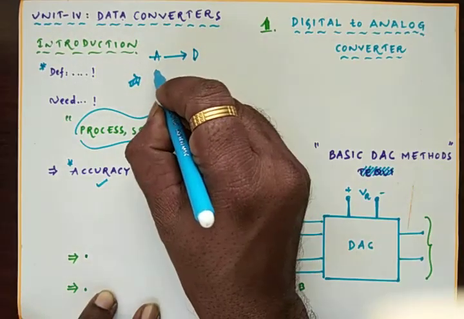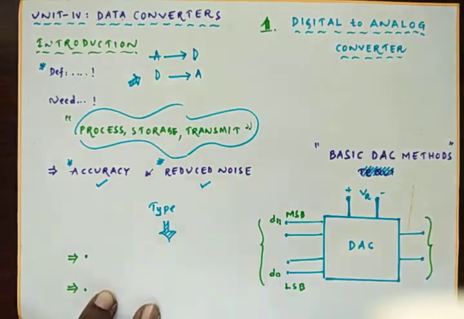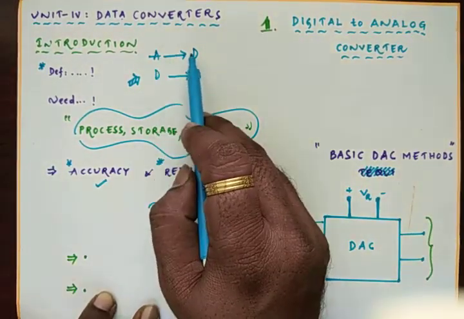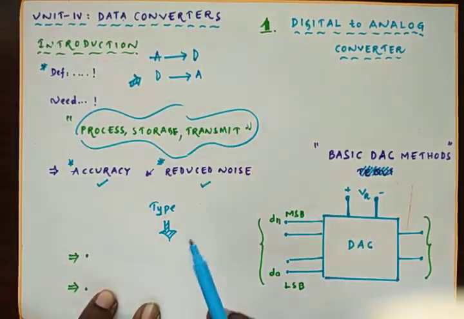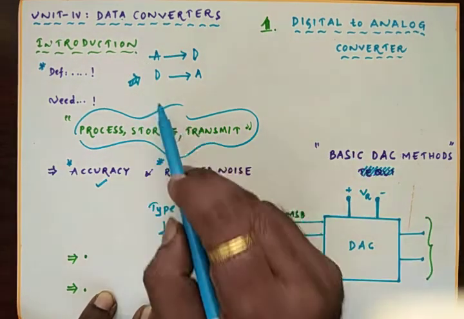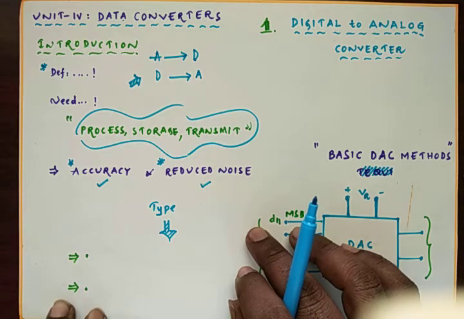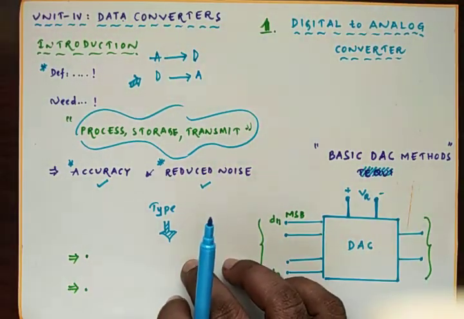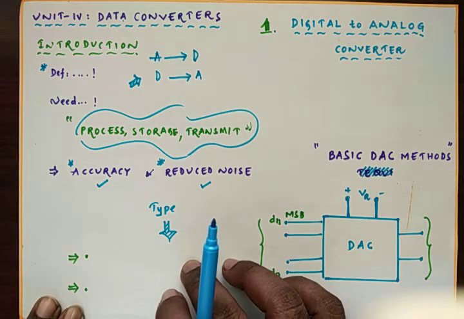Another converter, that is the digital to analog converter. We can understand only analog data, so after converting into digital and after it gets processed, we have to convert it into analog again. So there are two types of data converters, such as the analog to digital converter and the digital to analog converter. There are basically two types of data converter.